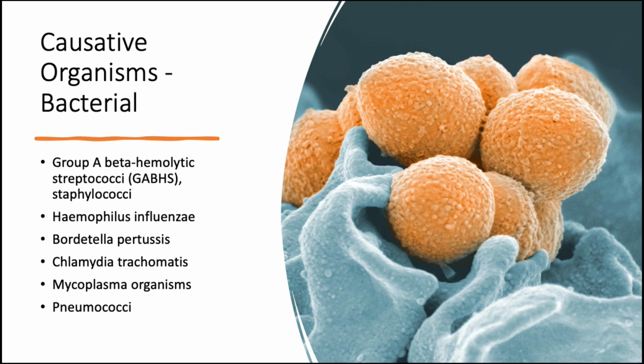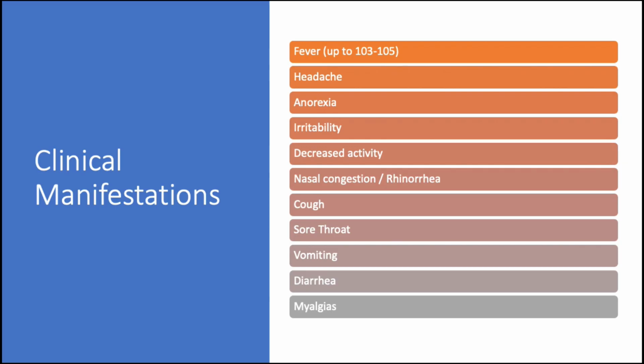While it is much less common, bacteria can also cause upper respiratory infections. Examples include group A strep, Haemophilus influenza, and pertussis. The clinical manifestations of upper respiratory infections are listed here. We can see fevers up to 103 or 105 degrees Fahrenheit, and this usually results in some fever phobia for the parents. In addition, these kids typically feel terrible. They have headaches, they don't want to eat, have decreased activity, nasal congestion, rhinorrhea, cough, sore throat, all of these.